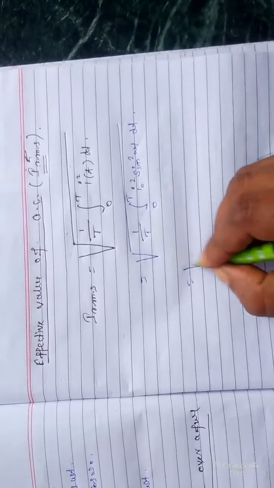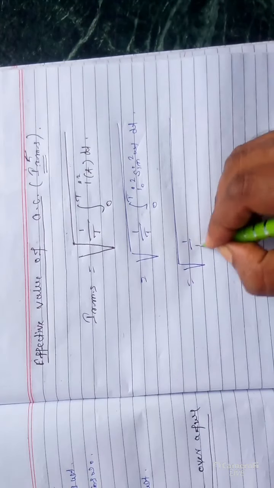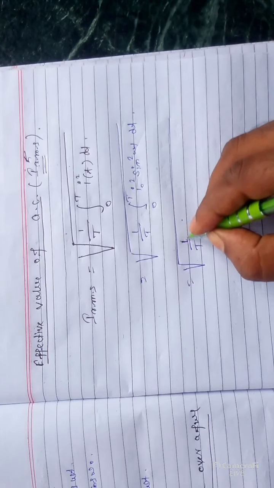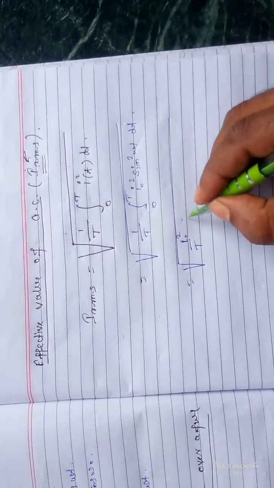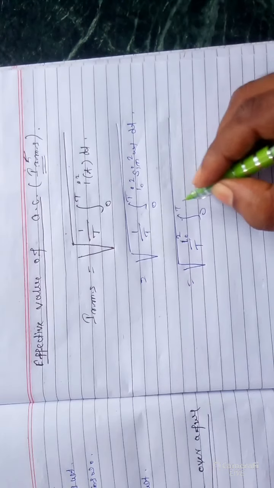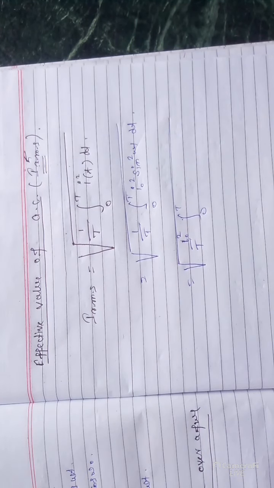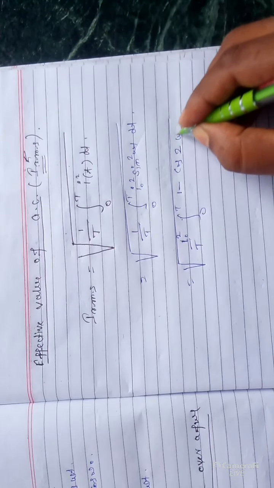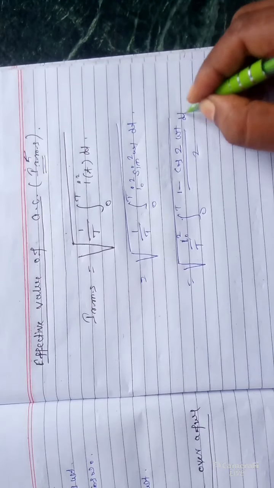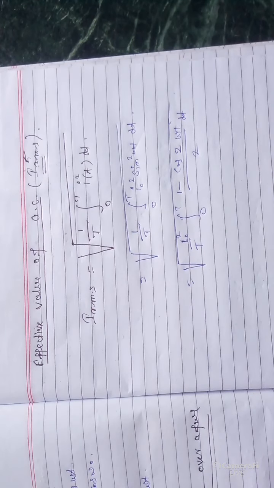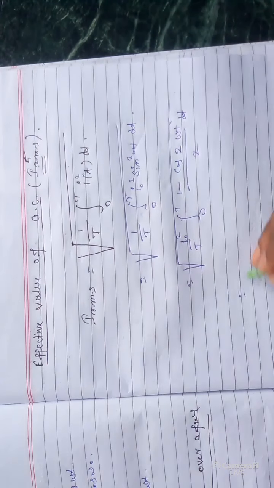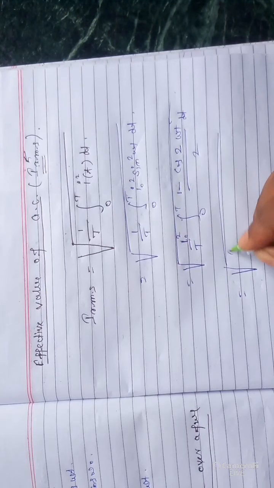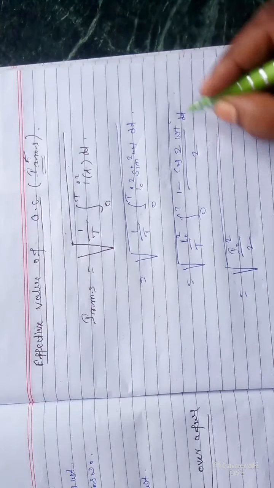So what you will get? Root over of 1 by T integration, I square term, take it outside, I naught square sin square omega t. What you can write? Sin square theta, 1 minus cos 2 theta by 2 you can write. So 1 minus cos 2 omega t by 2 into dt. So what you will get basically? Root over of I naught square by 2, half into dt.